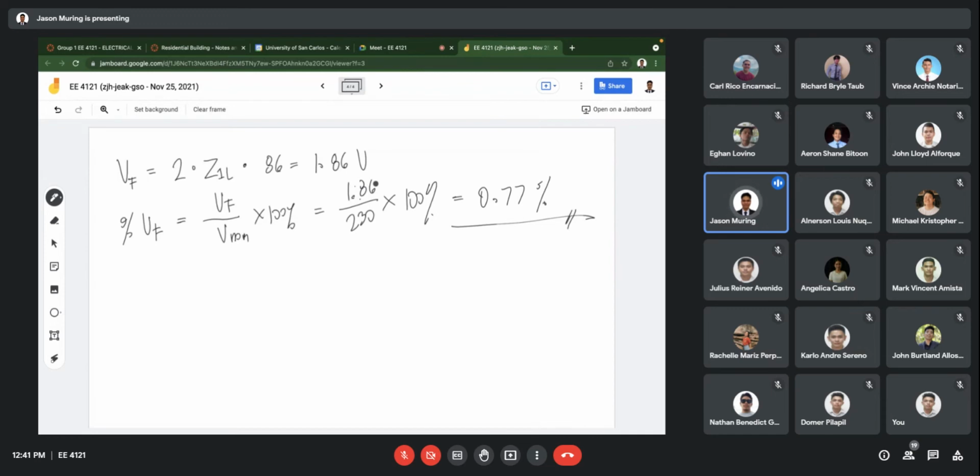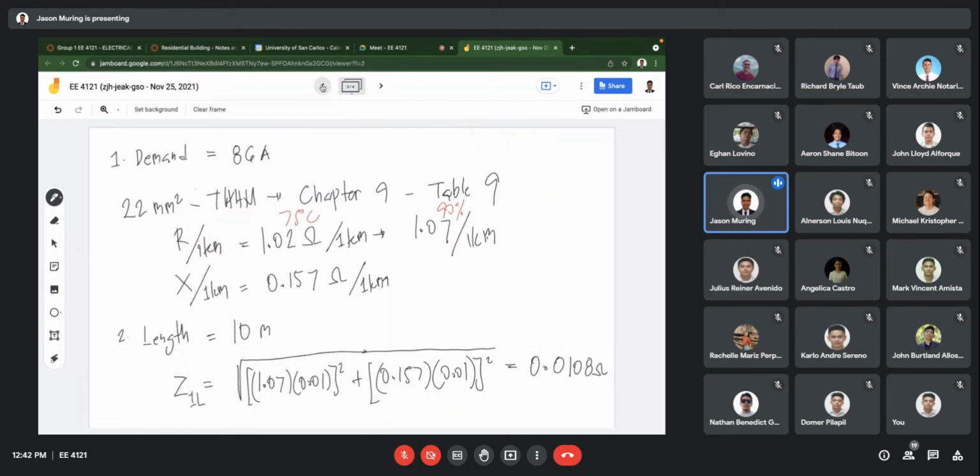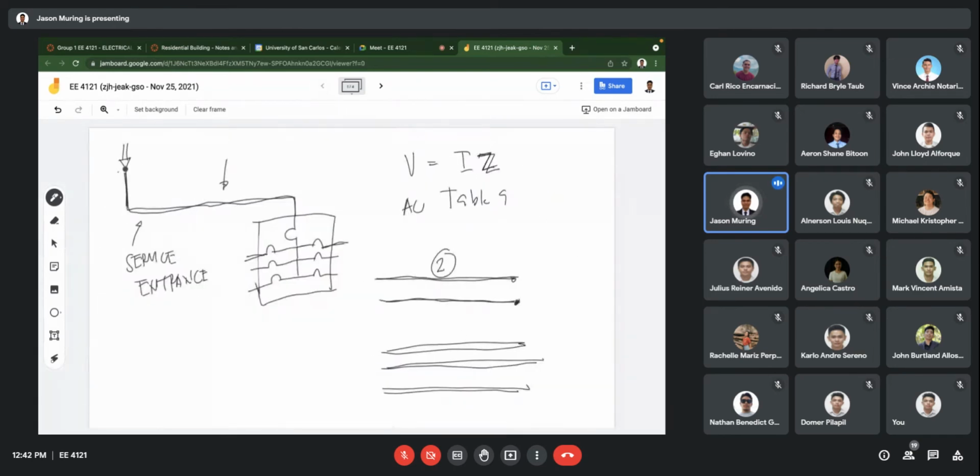1.86 divided by 230. So this is 0.81%. Okay, so this is my voltage drop only for the feeder. So from here, let's say that our nominal voltage is again 230 volts.